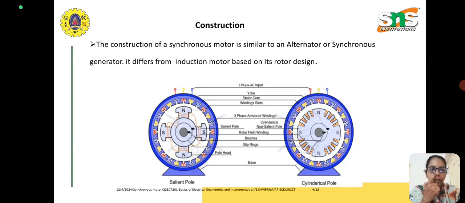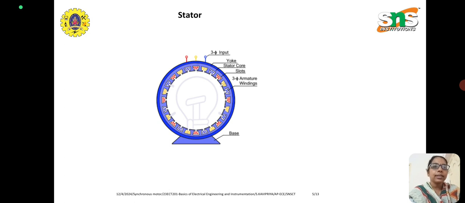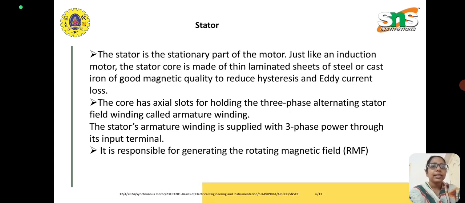And this is the construction of a synchronous motor. The construction is very similar to the alternator or synchronous generator. It differs from the induction motor based on the rotor design. And this is the stator part. It consists of yokes, stator coils, slots, and armature windings. The stator is the stationary part of the motor.